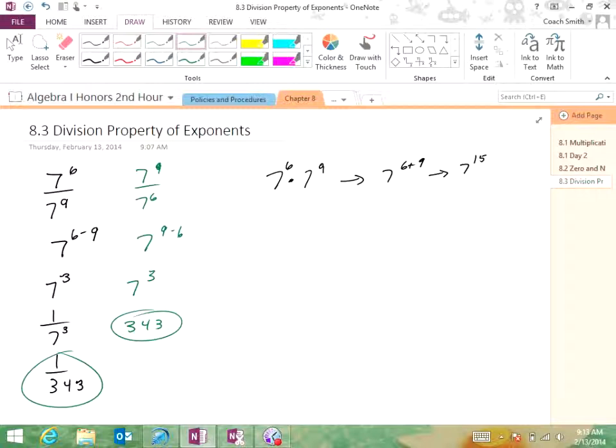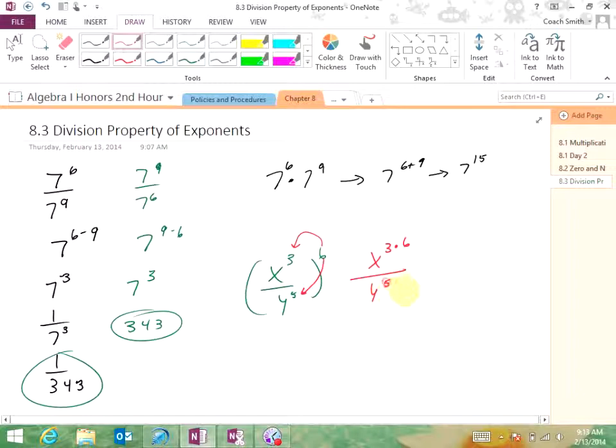Now, the rule for exponents outside of the parentheses, for example, this, is the same. You distribute the 6 times both of those. And so you have x to the 3rd power times 6 over y to the 5th power times 6, which means I have x to the 18th power over y to the 30th power.